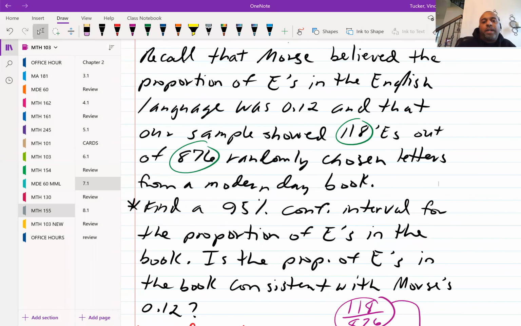here's that whole question. Don't know if you want to copy it all or not, but here it is. Now just read through it. Recall that Morse believed that the proportion of E's in the English language was 0.12, and that our sample showed 118 E's out of 876 randomly chosen letters from a modern day book. Find a 95% confidence interval for the proportion of E's in the book. Is the proportion of E's in the book consistent with Morse's 0.12?